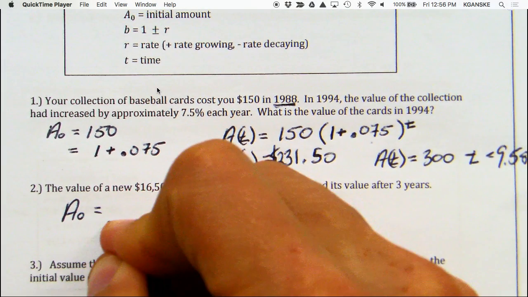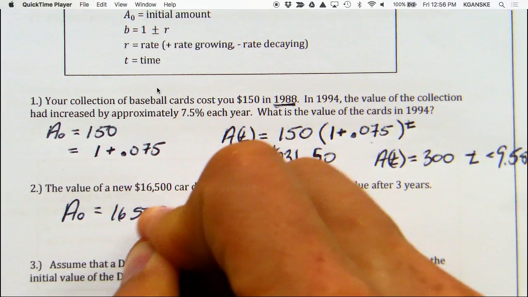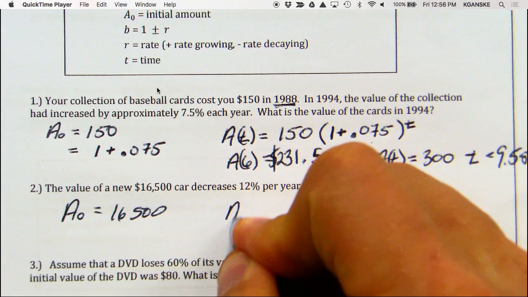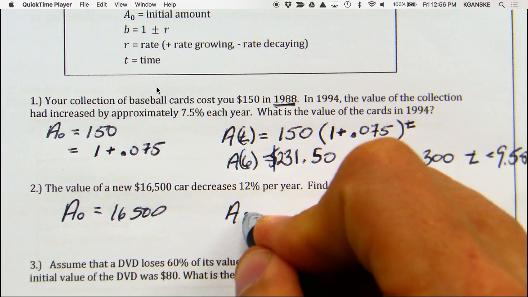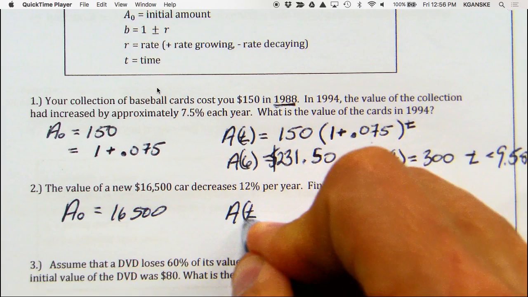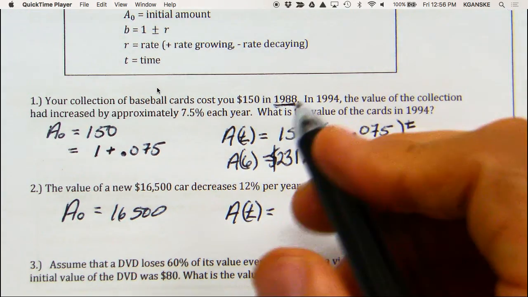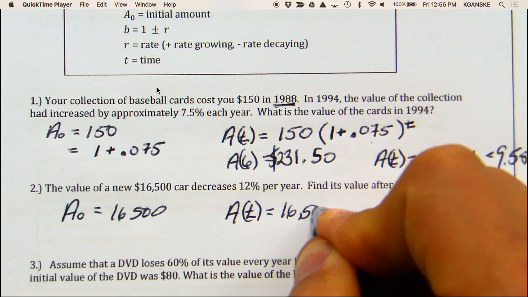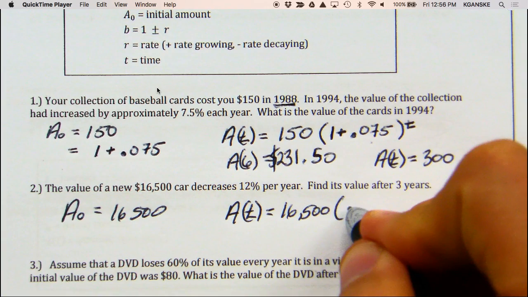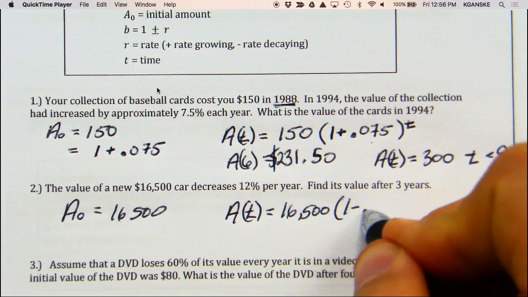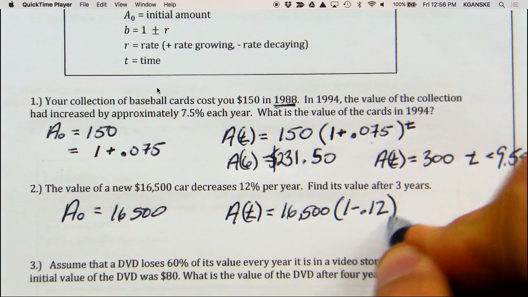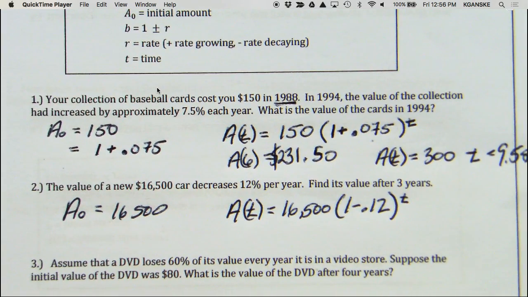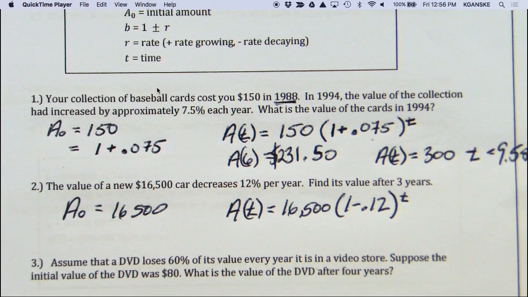Okay. So my equation is now going to become, 1 minus. Okay, so A of t, when I put the time in, is going to be 16,500 times, and then 1 minus 0.12, all to the t. Okay, so then it's the same exact deal.